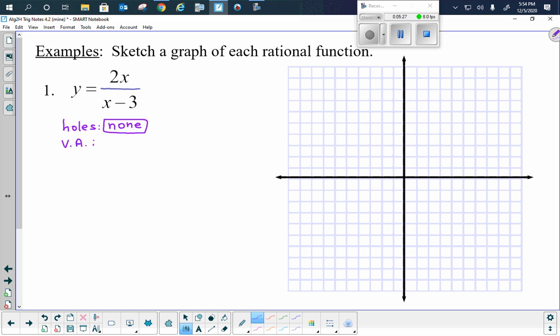Vertical asymptotes come from what x can't be, right? The exclusions after you've done holes. So x can't be 3, which means there's an asymptote at x equals 3.